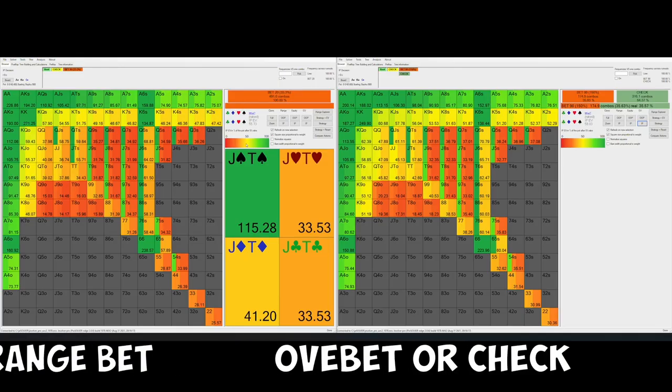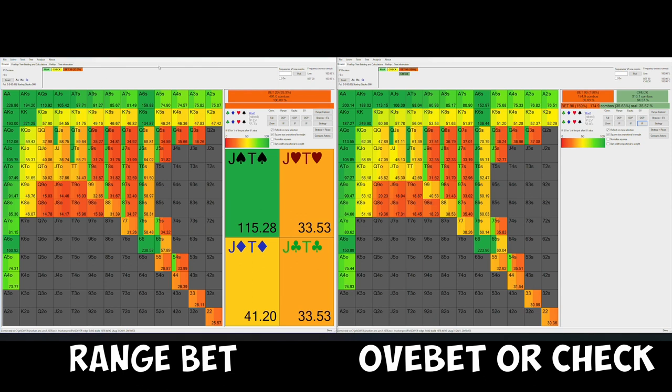So on the left-hand side, we have ace king six here. And on the right side, we have the exact same board. On the left side, we're range betting everything. And on the right side, we have an overbet and check strategy. You can see that the EV loss is about 3%. I've set PioSolver to give me the EV in percentage. So a 3% EV loss is pretty huge.